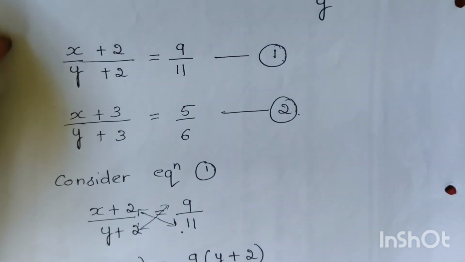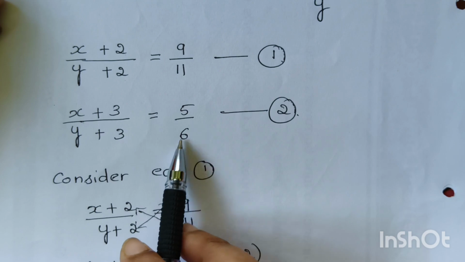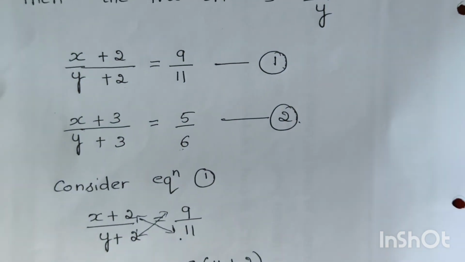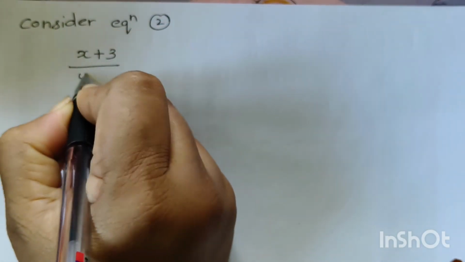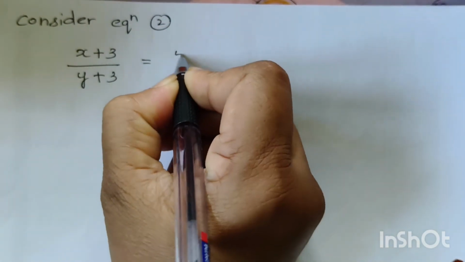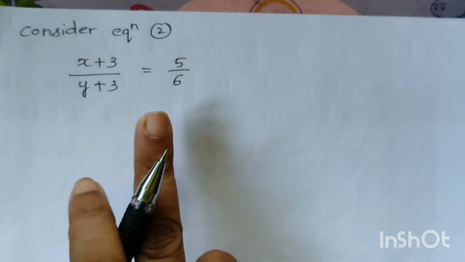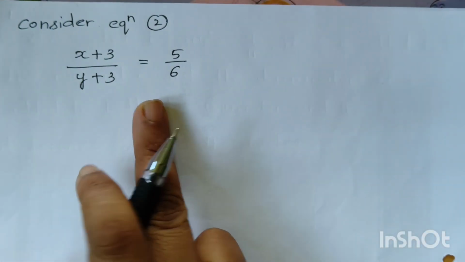Now let us consider equation 2 and let us simplify this. Consider equation 2, that is this one. x plus 3 divided by y plus 3 is equal to 5 by 6. Now let us simplify this. To simplify this, we have to cross multiply, right?